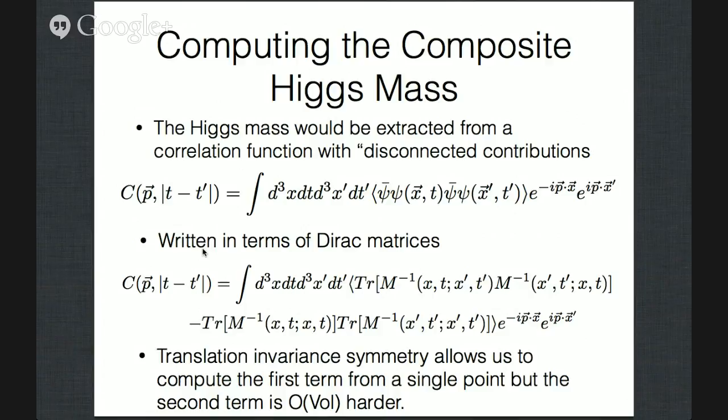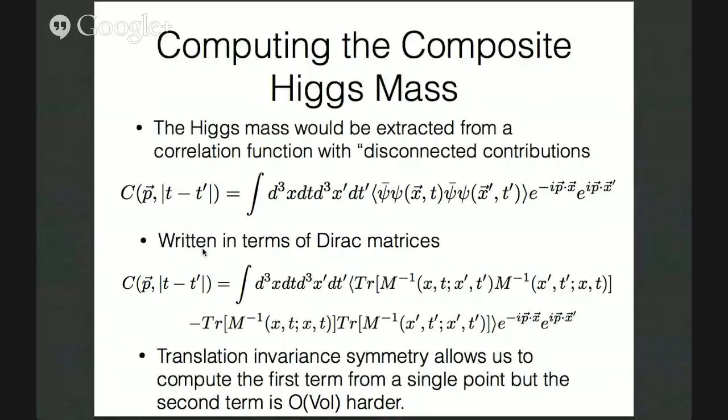Unfortunately for this state here, the scalar state, both of these terms are here. And if it's going to be a composite scalar state like the Higgs boson, this is the dominant term. The double trace term has to be the dominant term, not the single trace term. Now, this double trace term is easy to compute because we have on the torus an exact translation invariance. So that allows us to essentially say we can calculate this term by basically fixing x prime and t prime to be at zero. We don't need to calculate the full inverse. We only need to calculate one row, if you like, x prime equals 0, t prime equals 0.